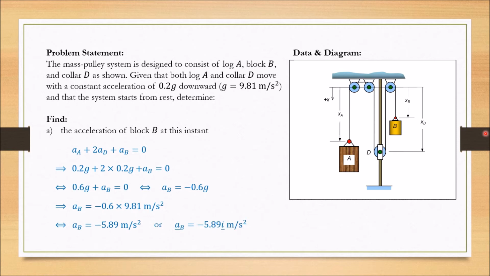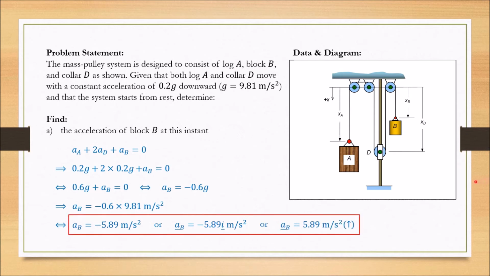We can also write this acceleration in terms of vector. Vector aB equals negative 5.89 i meters per second squared. You may also write it like this: aB equals 5.89 meters per second squared with an arrow upward, which means to the negative x direction.